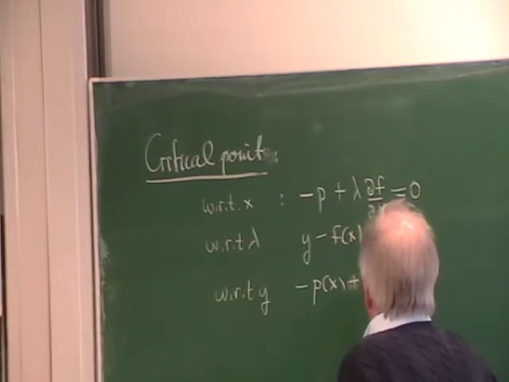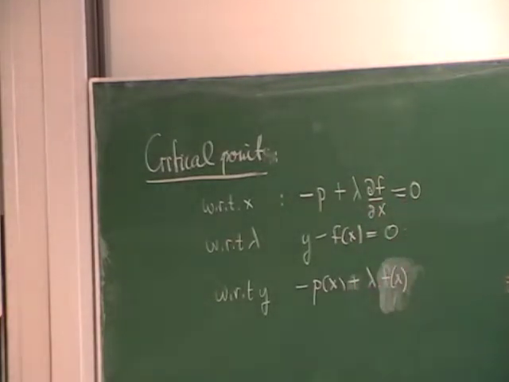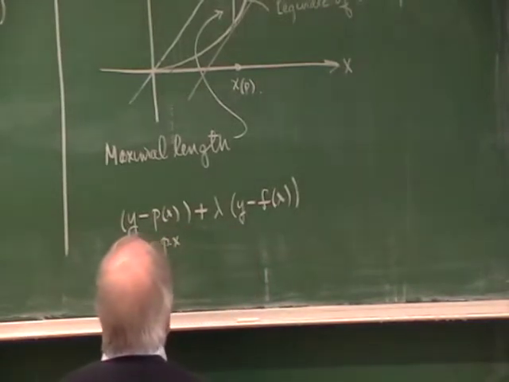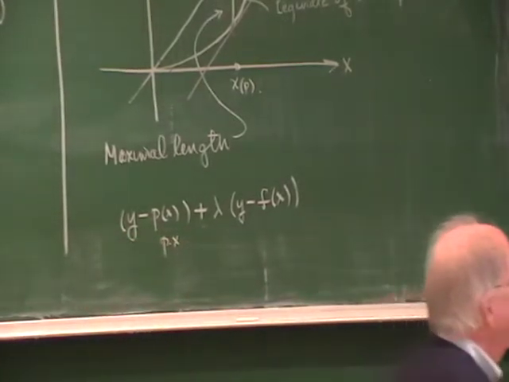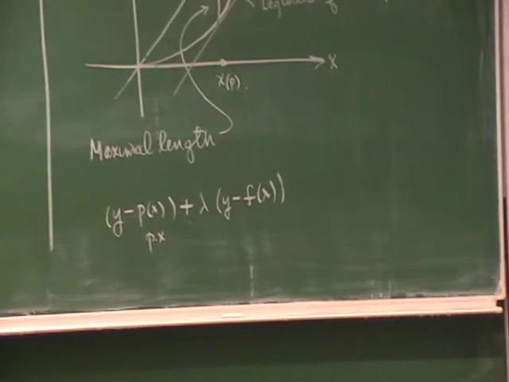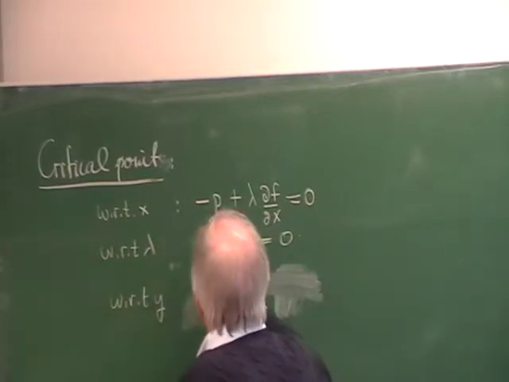I'm sorry. Are we differentiating with respect to y? Am I making a mistake? We're differentiating with respect to y, correct? y is just one variable, so we have one and one. I'm jumping around here. The derivative with respect to y is 1 plus lambda, right? And then we differentiate with respect to lambda.